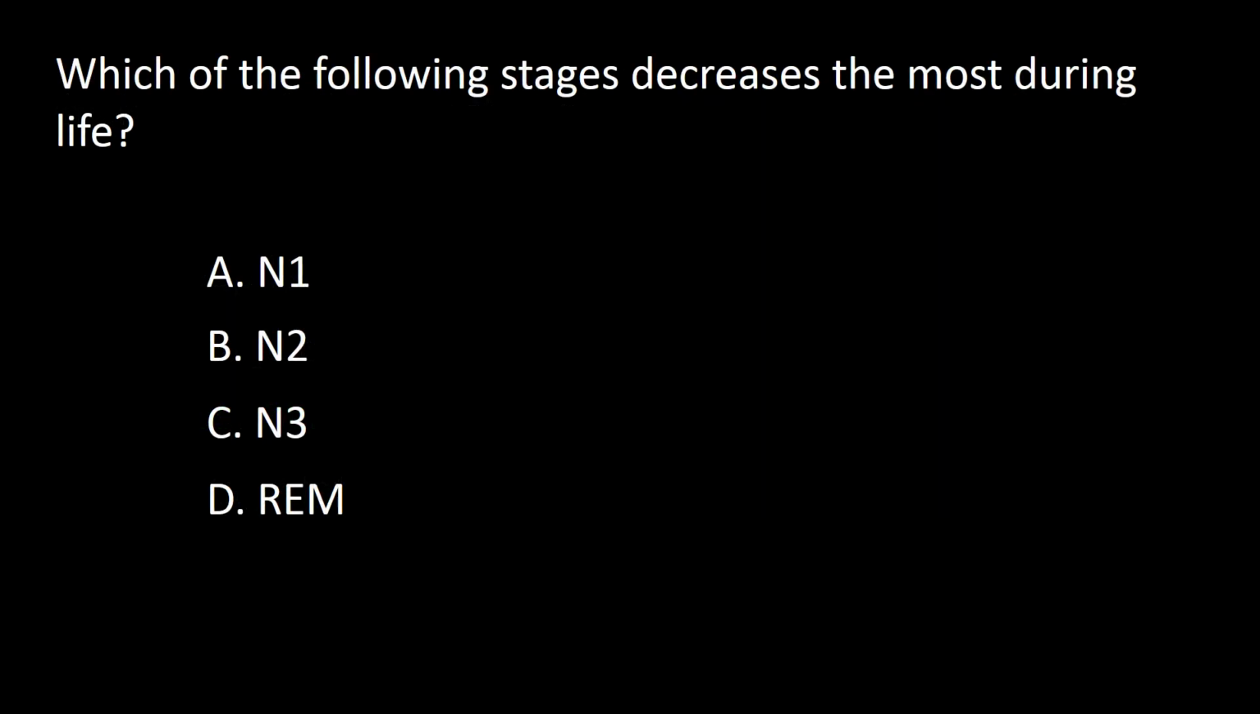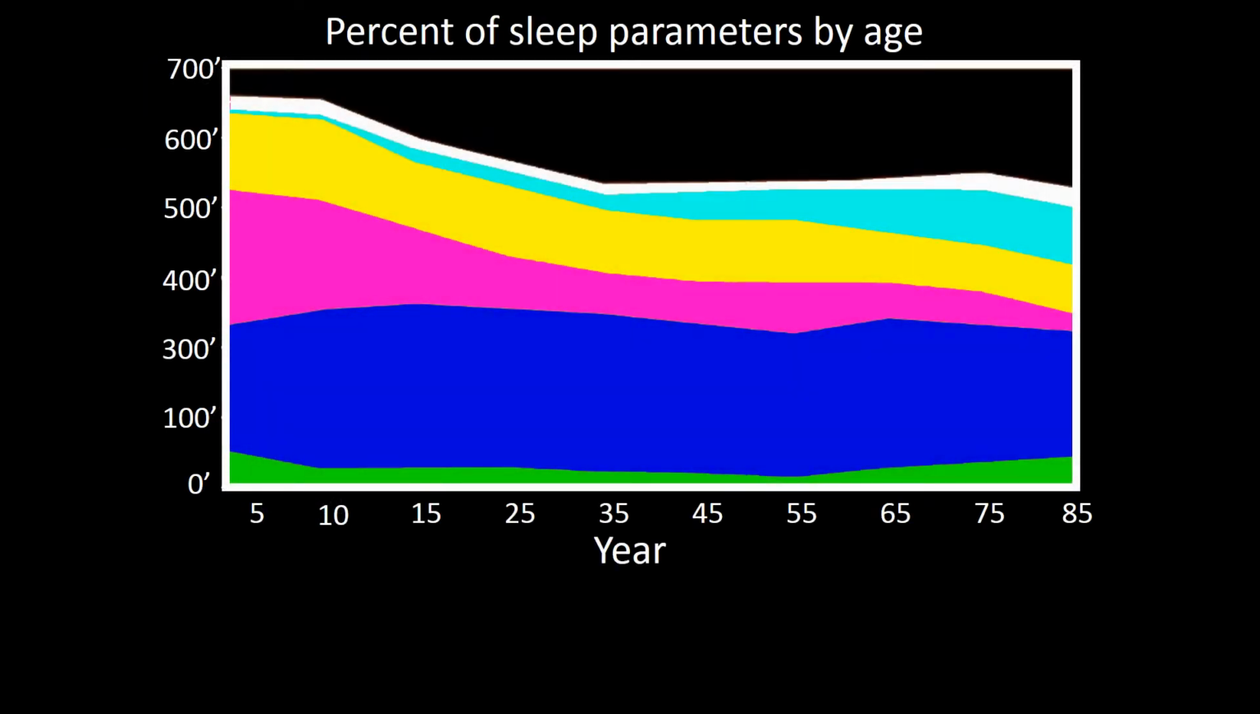Next question. Which of the following stages decreases the most during life? A. N1. B. N2. C. N3. D. REM. This chart depicts the percentage of several sleep parameters by age starting at 2 years of age. The white line on top represents sleep latency. Sleep latency increases somewhat late in life, but not all that much. What significantly increases as time goes by is the percentage of time awake after sleep onset.